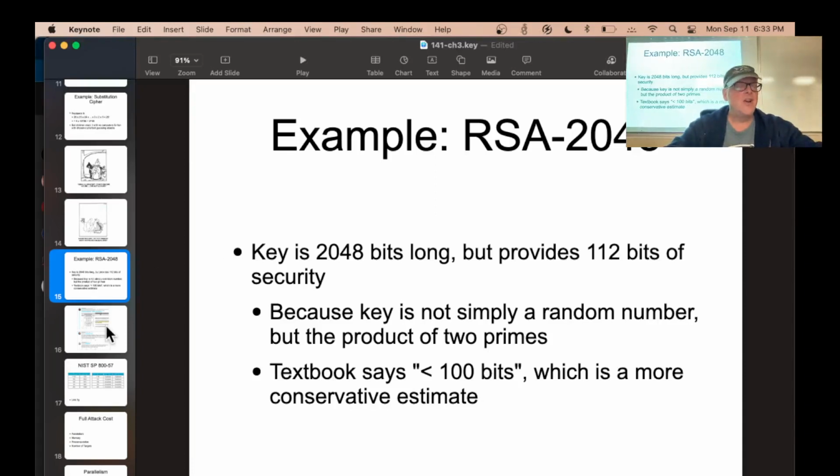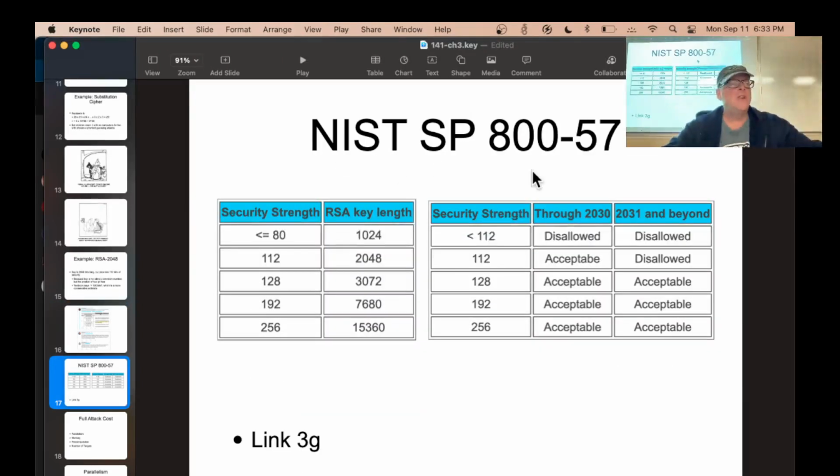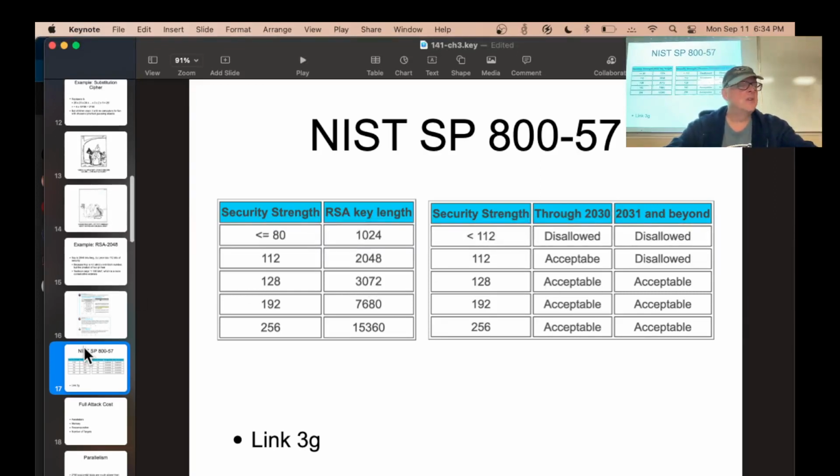And I actually got in a discussion with the textbook author about this, saying, why isn't it a bigger number? He said 100 is just a rough estimate. Anyway, the National Institute of Standards special publication defining U.S. government systems has specified rules. And here's what they say. 1024 gives you 80 bits of security for RSA. 2048 gives you 112, 3072, 128, and so on. And therefore, they no longer recommend using 1024-bit RSA keys. Through 2030, 2048 will be acceptable, but after 2030, they say we really should go up to 3072 or bigger, which is reasonable to follow. That's the U.S. government recommendation.